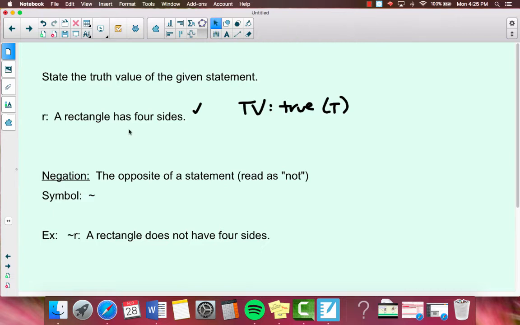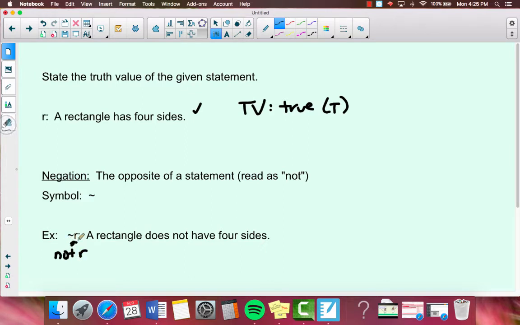So the word negation just means the opposite of the statement. And there is a symbol for negation. It's like the little squiggly line right here. Okay, so when we read negation, we usually use the word not. So right here, if I were going to negate my sentence from right above, about the rectangles, I would say that this is read not R. Okay, so that's how we say this part right there.